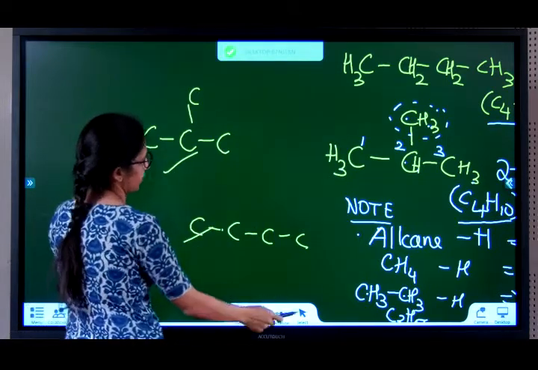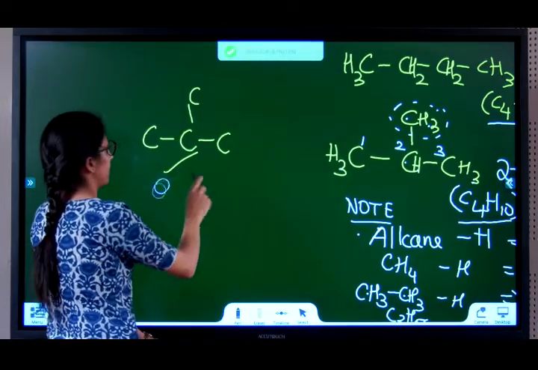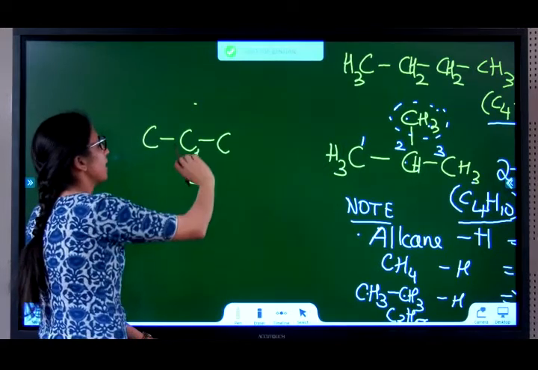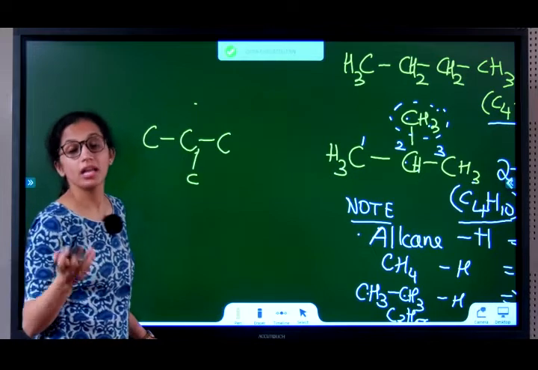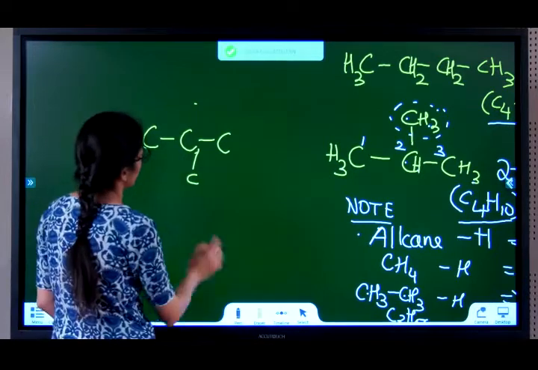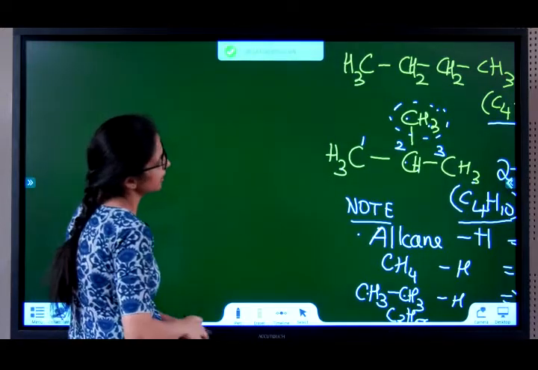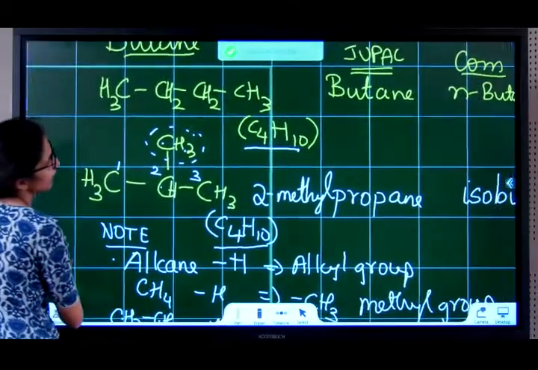This was the same as the first one. If I put this down, it still remains the same, because it belongs to the same carbon. If I just switch its position, it still remains the same. So how many isomers of butane do you have? 2 isomers. What are the isomers? Butane and 2-methyl propane.